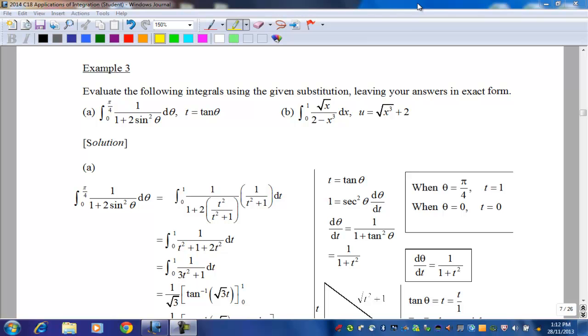Alright, let's look at example 3b. We are given this integral. We are to evaluate it using the given substitution u equivalent to root of x cubed plus 2.